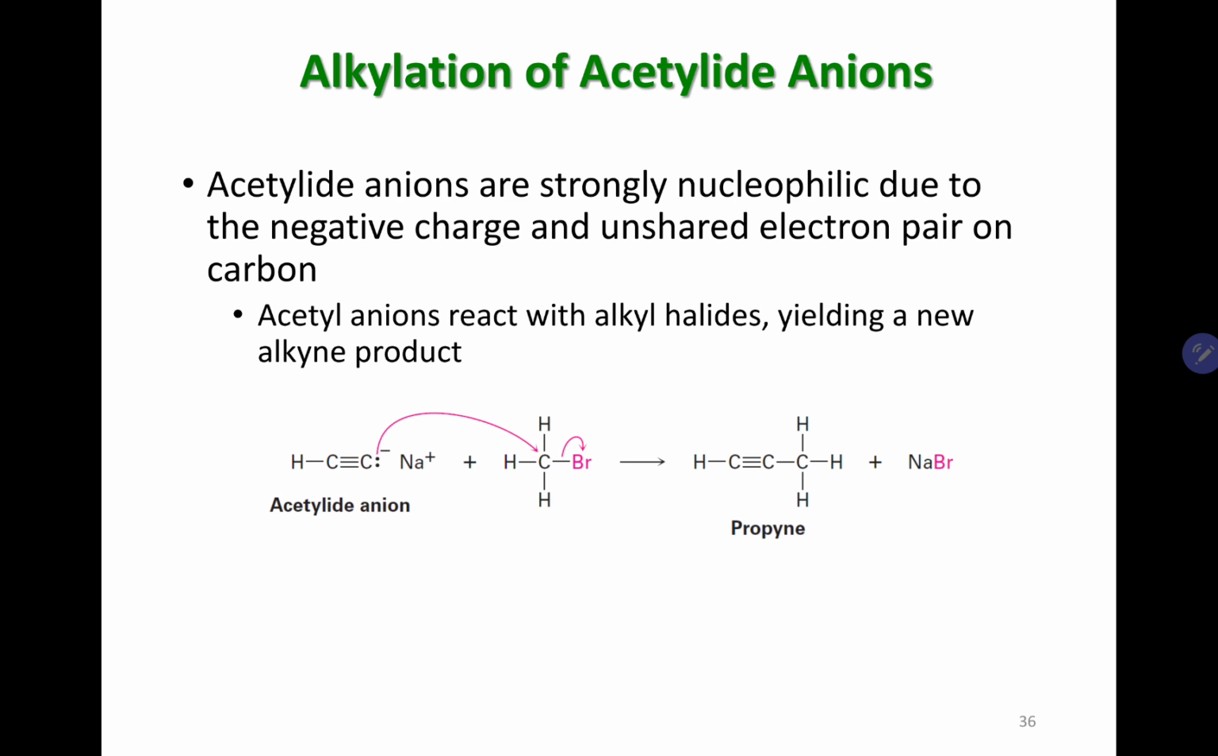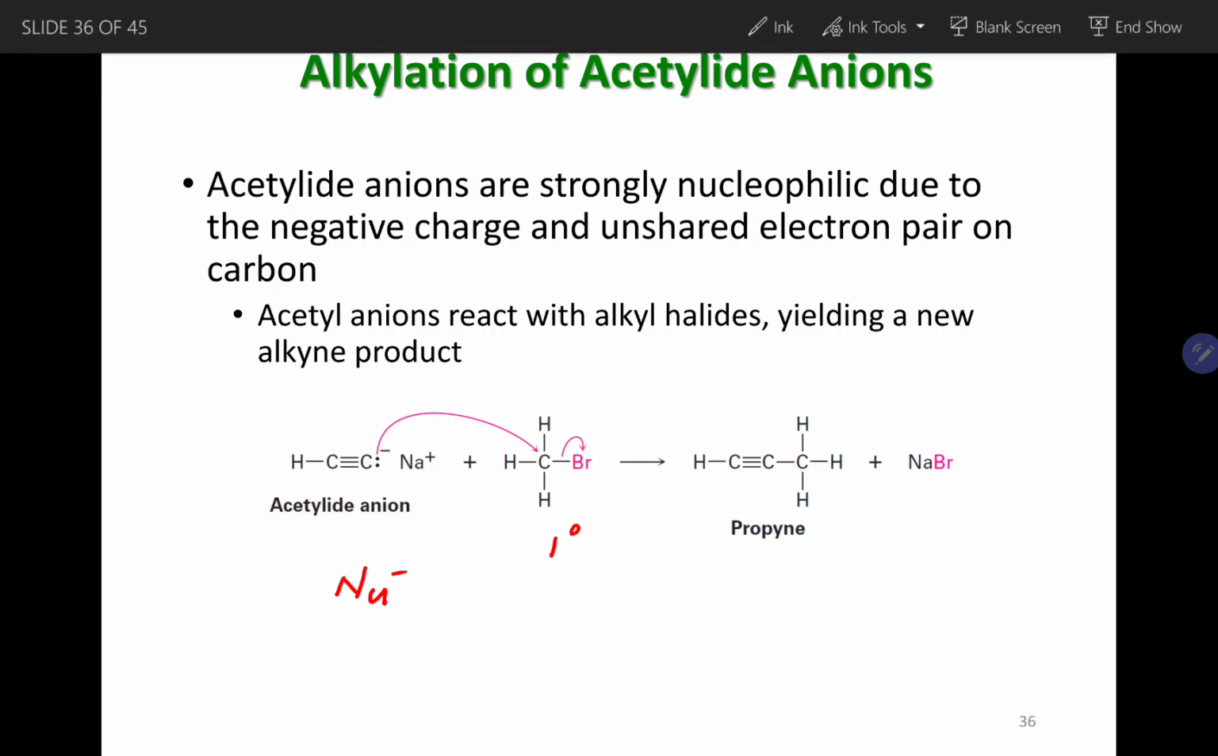So let's take a look at it. Here, the acetylide anion is a negative ion, so it acts as a nucleophile. When you have an alkyl halide next to it, especially a primary alkyl halide, that is important. When you have a primary alkyl halide with an acetylide ion, it will go through a substitution type reaction and it will give you a product.